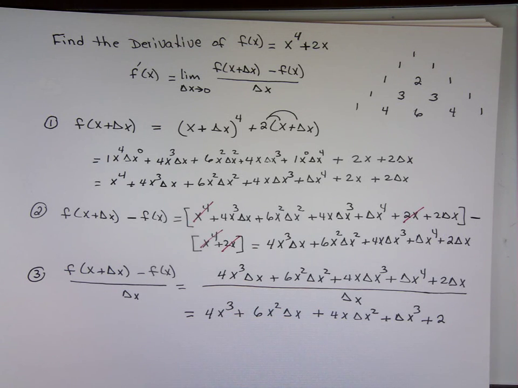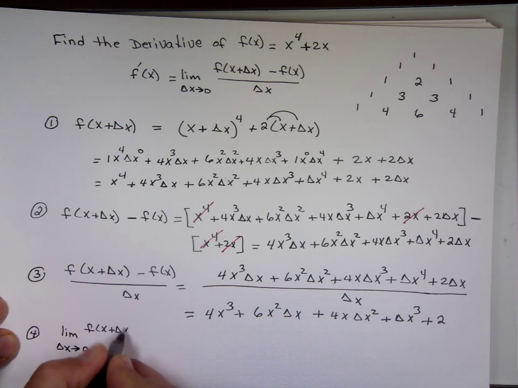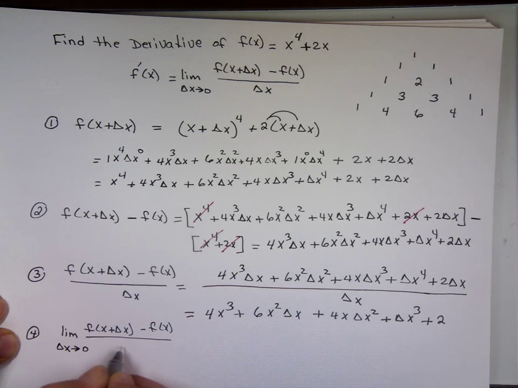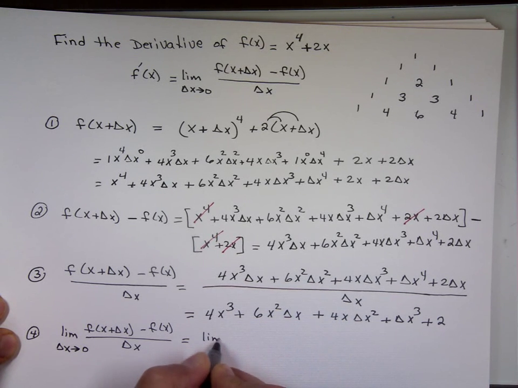Step number 4. Take the limit as delta x approaches 0 of f of x plus delta x minus f of x over delta x. That'll be the limit as delta x approaches 0 of this problem.